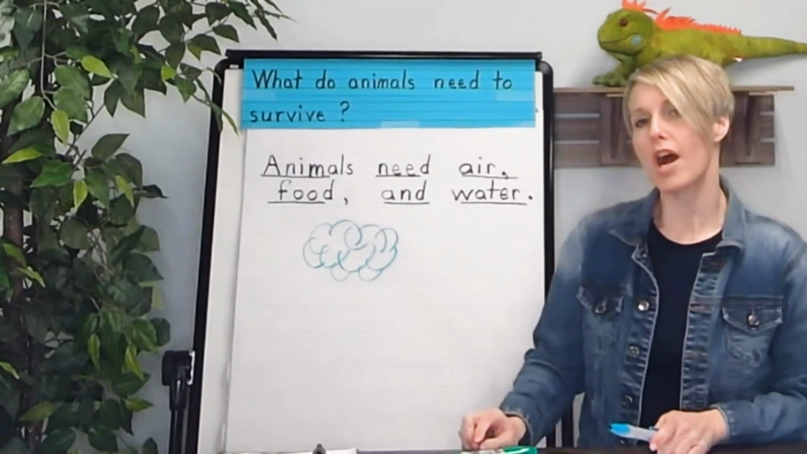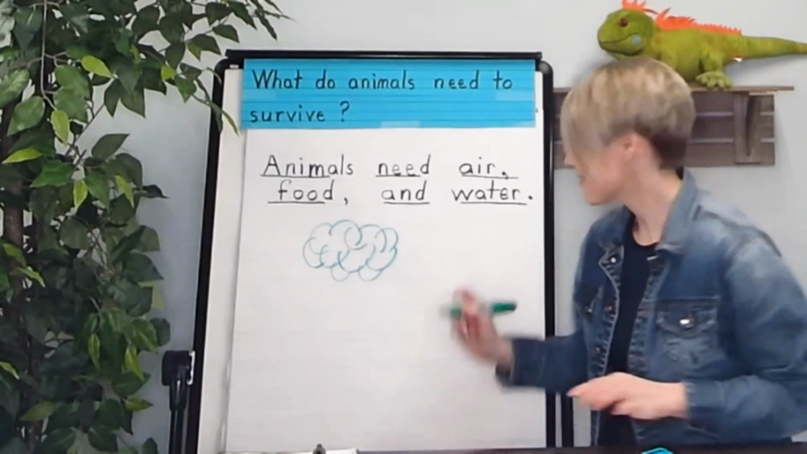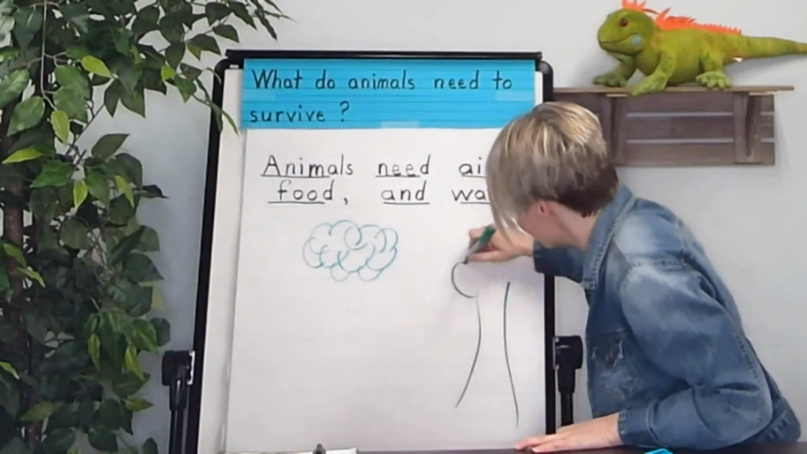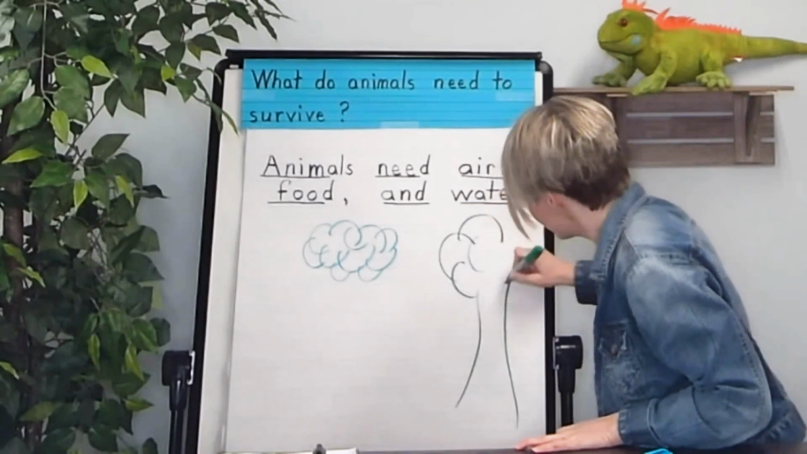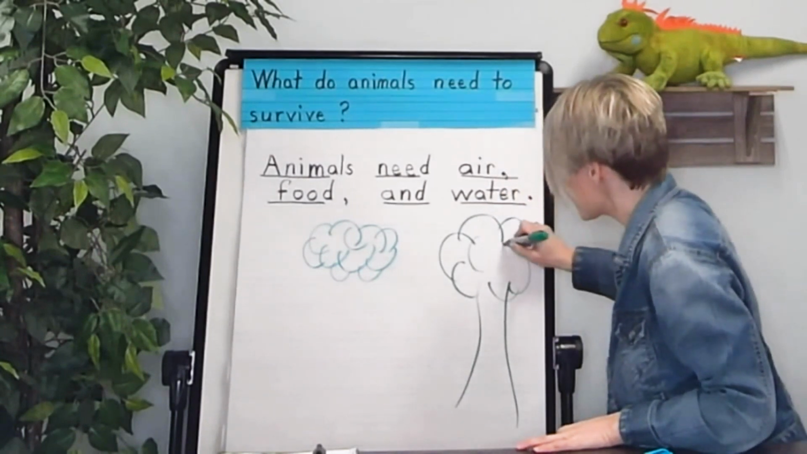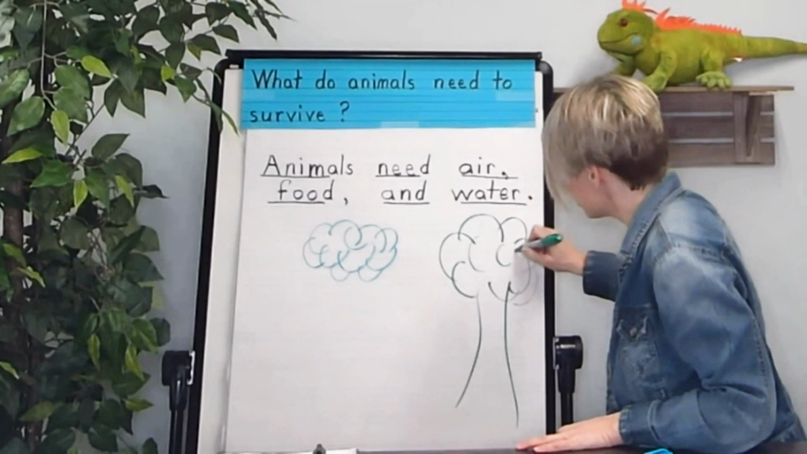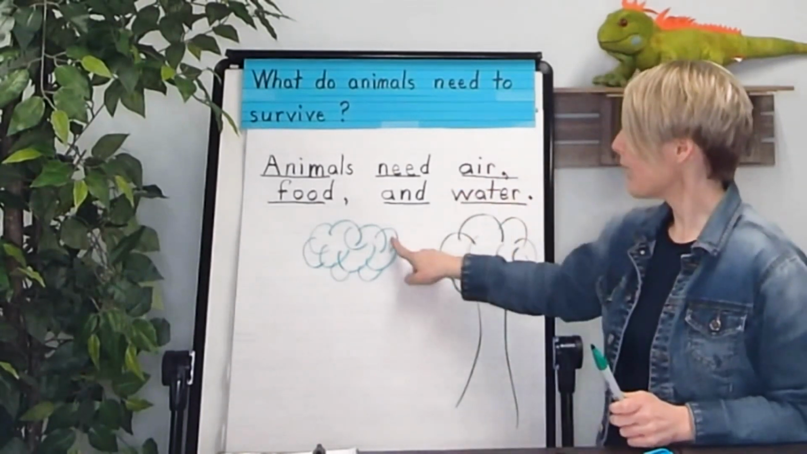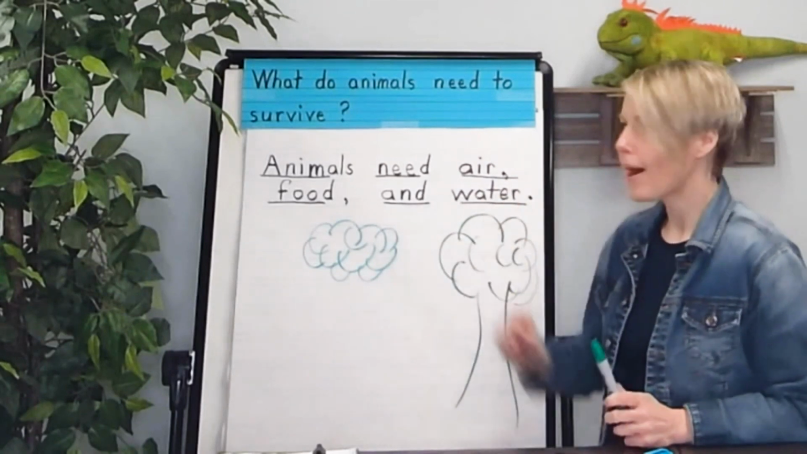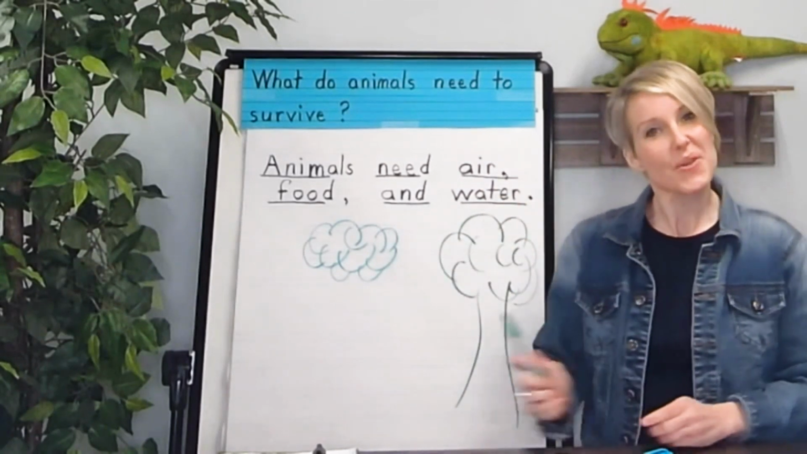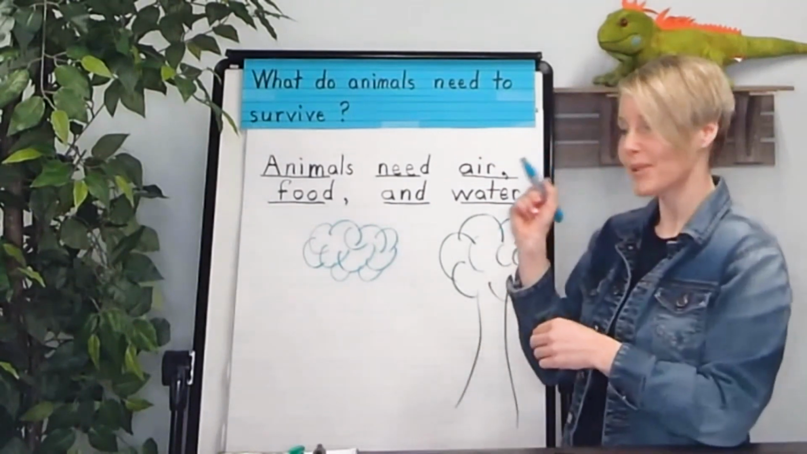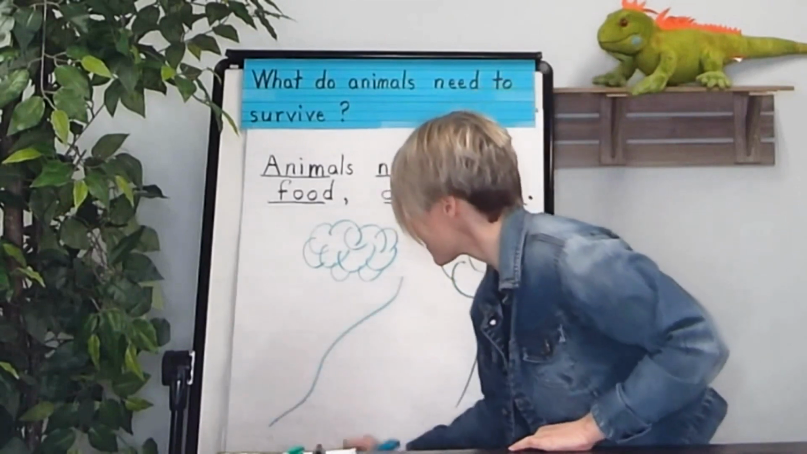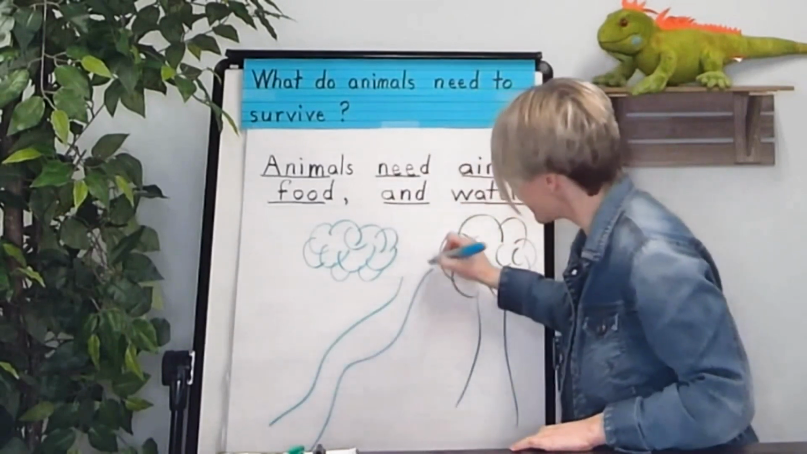I wonder what I could do for food. Let's draw a tree. Some animals eat plants. I use green for my tree. That looks great. Animals need air. We have air and food. What about water? Yeah, we could draw a river. Great idea. I'll use my blue again. To make a river, I'm going to start up here. And we're going to come a squiggly line down.